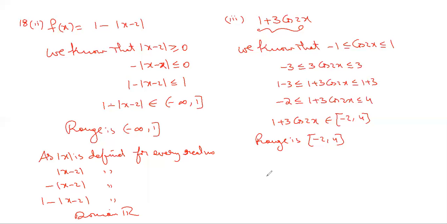And even for this one, the domain of cos 2x, you can calculate cos 2x for any real number. And 3 multiplied to that can also be calculated for any real number. So for 3 cos 2x, the domain will be R. And when you add this number to 1, for every real number you can calculate this value and add it to 1. So 1 plus 3 cos 2x is also defined for every real number. So the final domain is R.